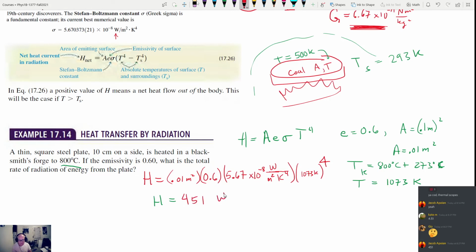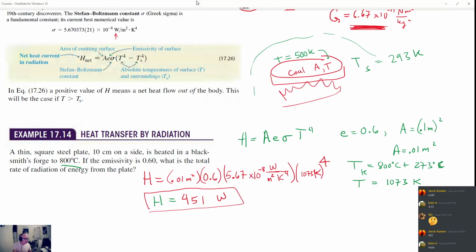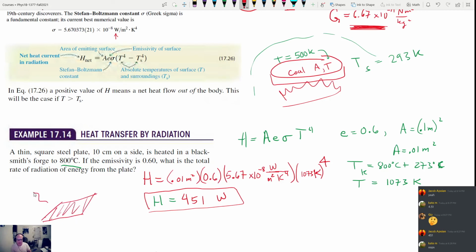And that is in watts, right? Because meters squared is going to cancel out with meters squared, and Kelvin to the 4th power is going to cancel out with that Kelvin, and you're just left with watts. So that's the heat flow from our piece of metal that's basically just been superheated, and now it's radiating out energy. Does that make sense? I probably should have drawn a picture. Got this piece of metal, it's really hot, and it's sending out energy. Okay, does it make sense? Pretty easy, right?